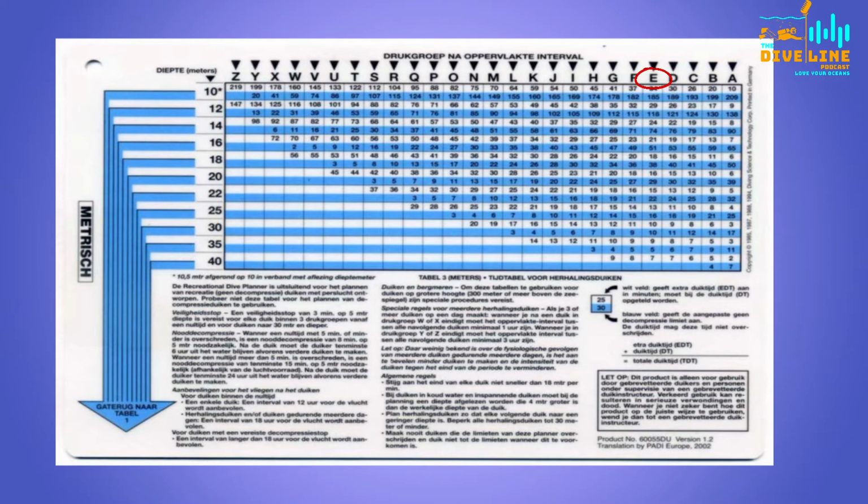So this is where we start our next dive, at pressure group E. Now if we look down the left-hand side, and let's say we did exactly the same dive again, we need to go to 18 meters. So if we look there, we can see 18 meters, and read along that 18 meter line from left to right until you get to E, and you'll see 2 boxes. One is a white box and one is a blue box.